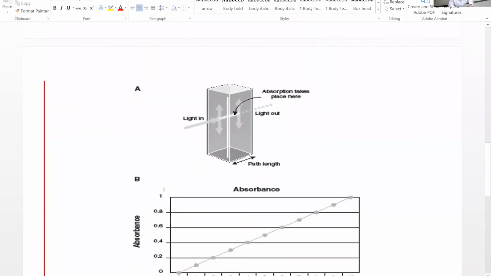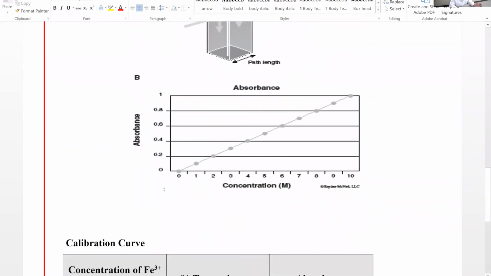When we have all the numbers for about 5 different solutions that we make, with different concentrations, we get the transmittance, and then we calculate the absorbance of the light, and we plot a graph. This graph is known as the standard curve. When we plot our standard curve, it is linear. Absorbance is directly related to concentration. The higher the concentration, the higher the absorbance, and that's what we can see from the graph.